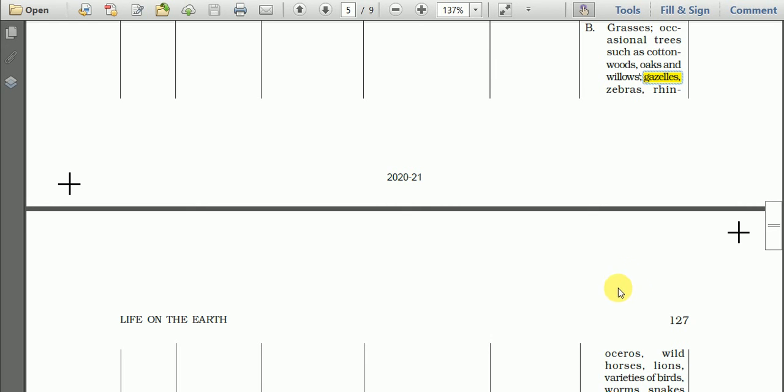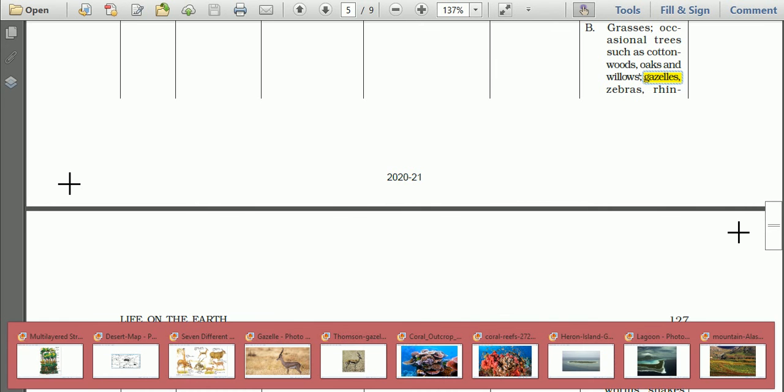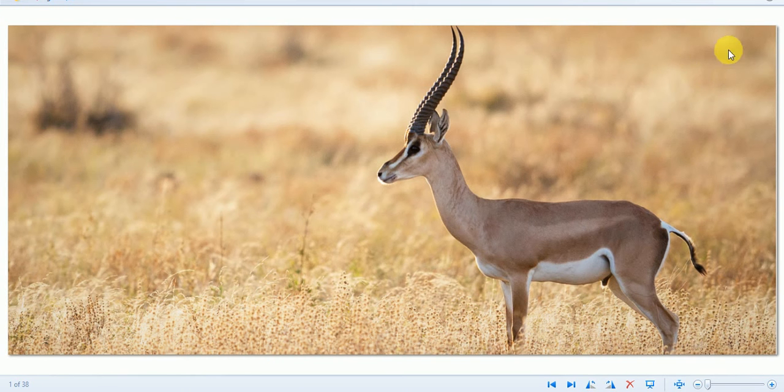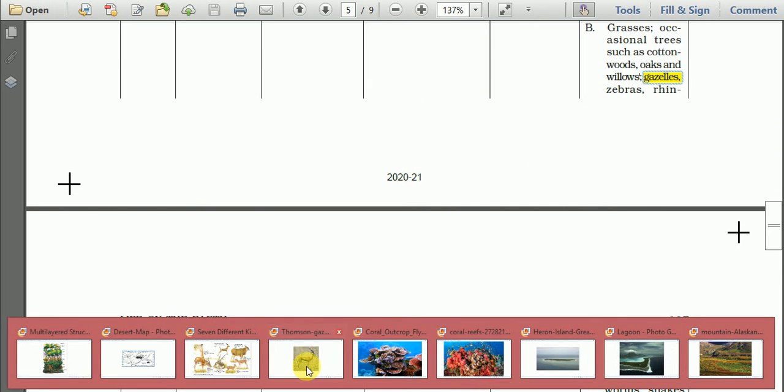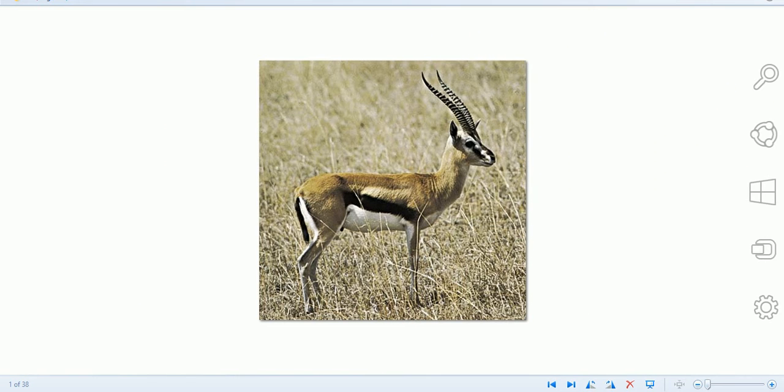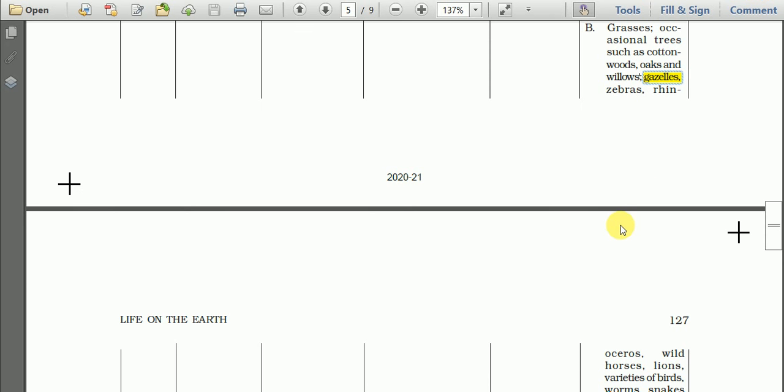Gazelle, actually this is also another type of deer. Just see here, this is a photograph showing gazelle. See the horn, pointed horn. This is gazelle, and this is another photograph showing gazelle. It is known as Thompson gazelle.